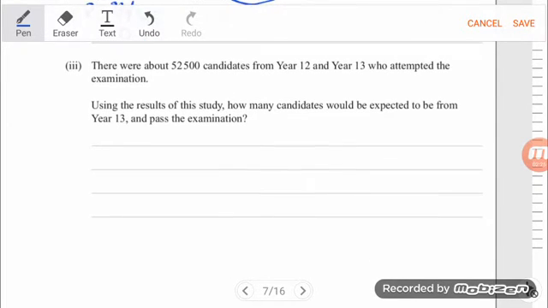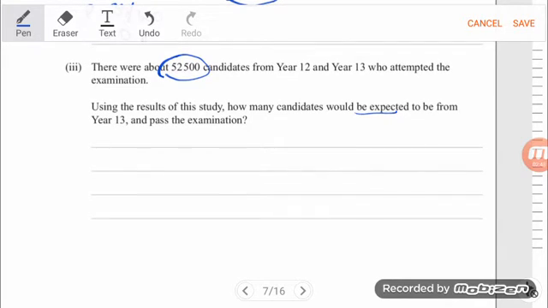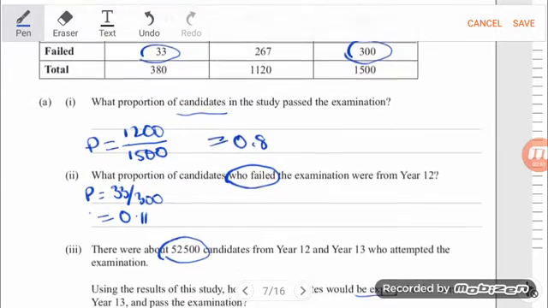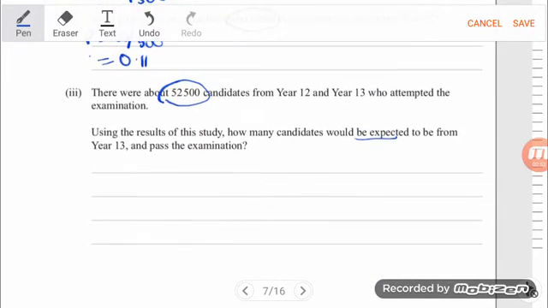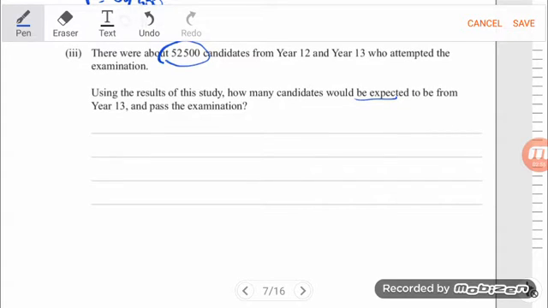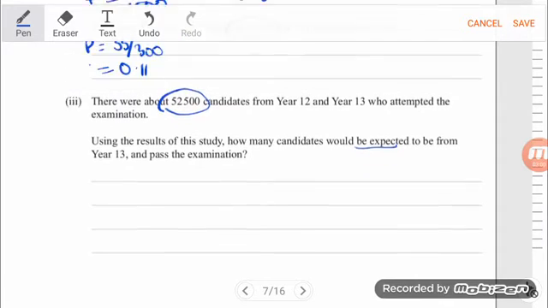Okay, there were about 52,500 candidates from year 12 and 13 who attempted the examination. Using the results of the study, how many candidates would be expected? Remember, we can't give an exact amount because this is just a sample. And because it's just a sample, we can only guess or estimate. So, how many would we expect to be from year 13 and pass the examination?